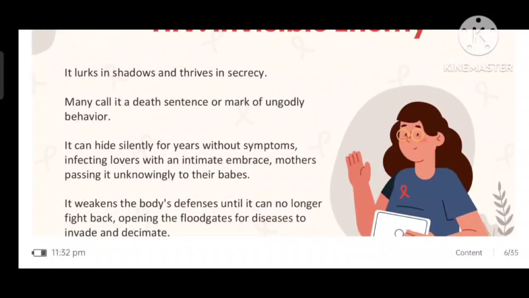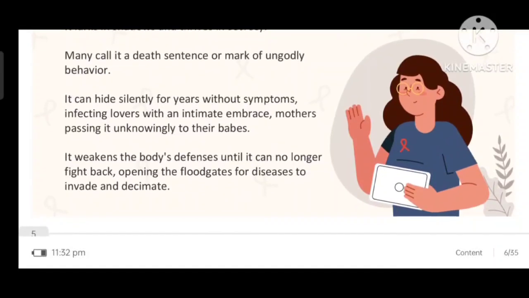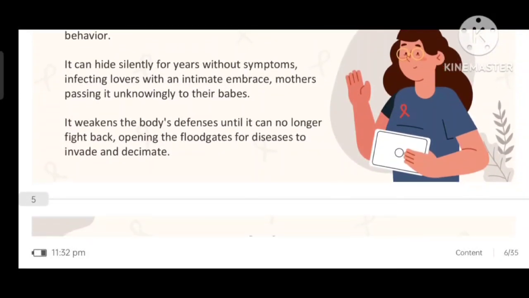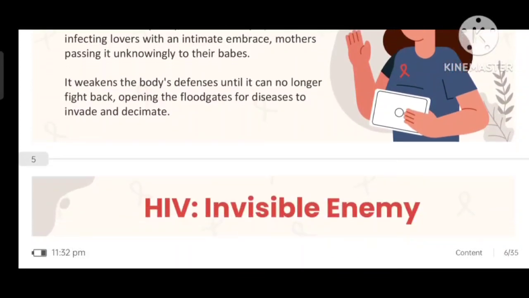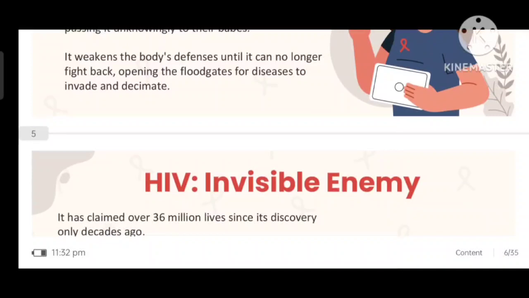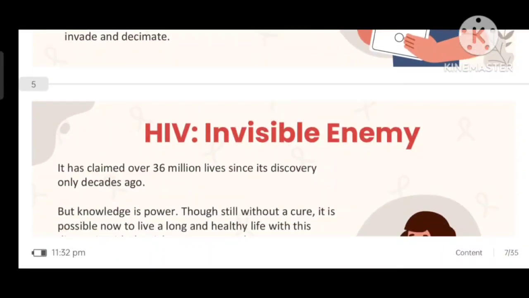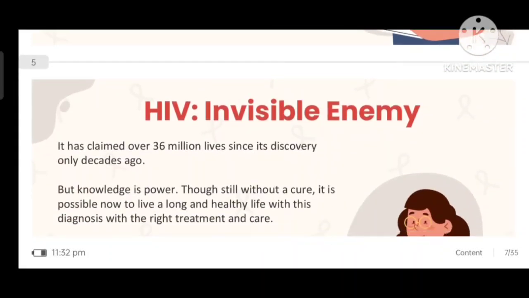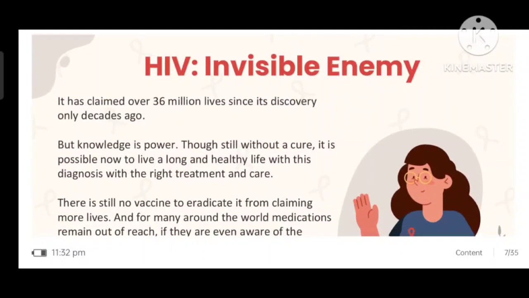It can hide silently for years without symptoms, infecting lovers with an intimate embrace, mothers passing it unknowingly to their babies. It weakens the body's defenses until it can no longer fight back, opening the floodgates for diseases to invade and decimate. It has claimed over 36 million lives since its discovery only decades ago.